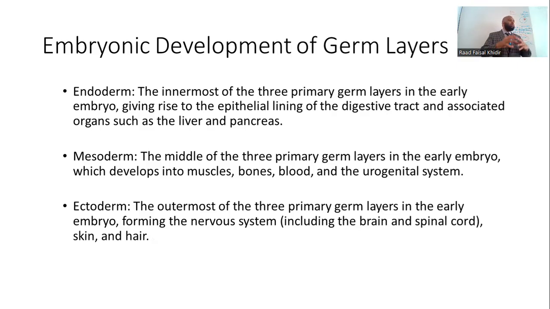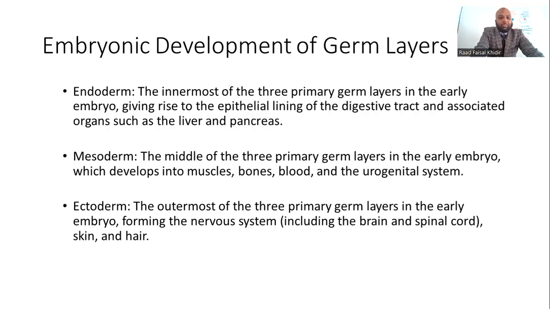That all begins, all of these tissues have three origins. And the three origins are the ectoderm and the mesoderm in the middle. And remember that the mesoderm always gives rise to the mesenchyme. The mesenchyme is a special type of tissue that arises not from the ectoderm, not from the endoderm, but rather from the middle layer known as the mesoderm. So the endoderm is the innermost layer of the three primary germ layers in the early embryo, giving rise to the epithelial lining of the digestive tract and its associated organs such as the liver and the pancreas.